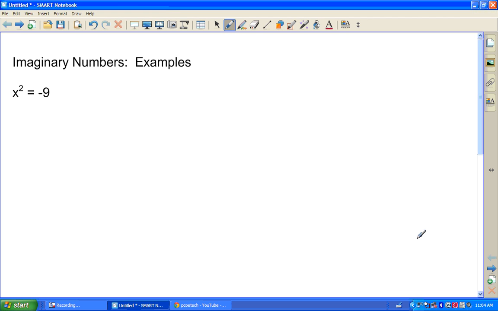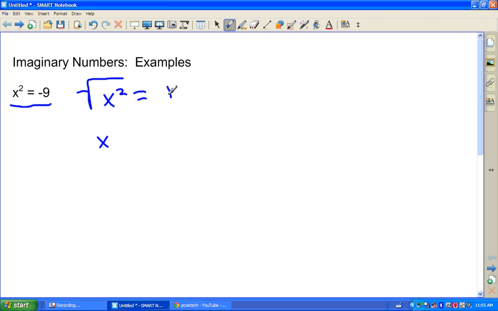Let's have a look at some complex numbers, some imaginary numbers problems. Here's a first problem where we're going to have a square root of a negative number. Now, if we want to solve for x here, what we need to understand is that when we take the square root of both sides, the square root of x squared is going to come out nicely as x.